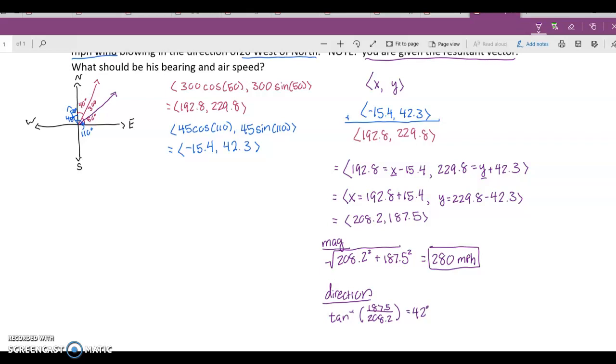Okay? But remember, we don't want the measurement from the x-axis, we want its bearing. So that's the measurement from the north to my line. We know this angle right here is 42. So if we want to find this angle, this is getting real ugly, I'm sorry, this is going to be 90 minus 42. So its bearing is going to be 90 minus 42, which will give us 47 degrees.